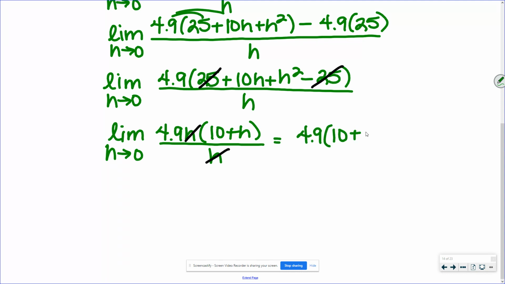And now I can do the last step, which is to plug and chug. I would get 4.9 times 10 plus 0, which is equal to 4.9 times 10, or 49.